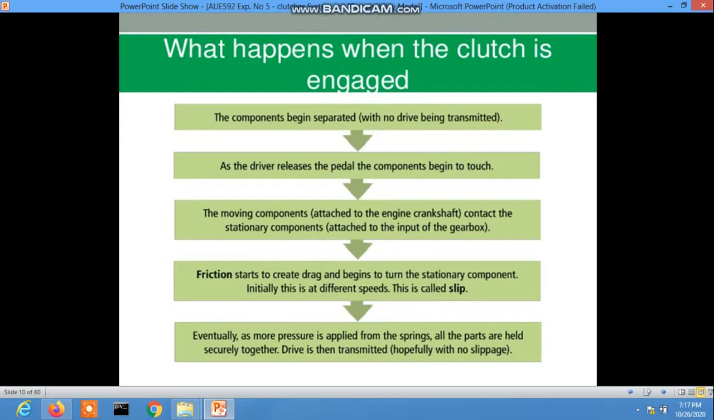Friction starts to create drag and begins to turn the stationary component. Initially this is at a different speed. This is called slip. Eventually, as more pressure is applied from the spring, all the parts are held securely together. The drive is then transmitted, hopefully with no slippage.